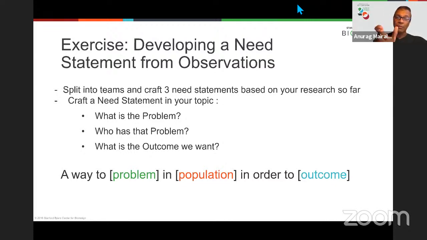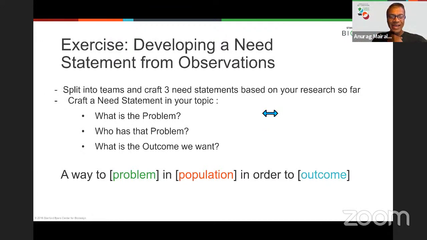A way to solve problem X. Don't embed the solution in there, okay? A way to solve problem X for population Y in order to achieve an outcome. So think about each of those and craft that need statement. Problem statement and need statement are not the same. Problem is part of the need statement, but the need statement has other things in there as well.